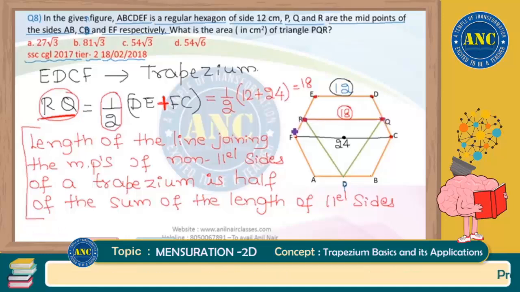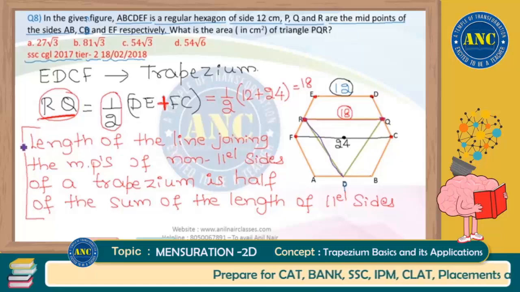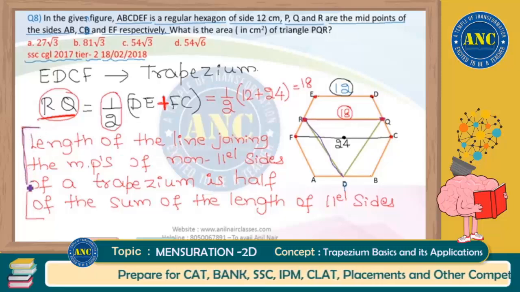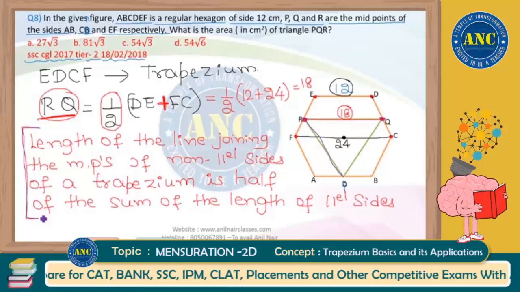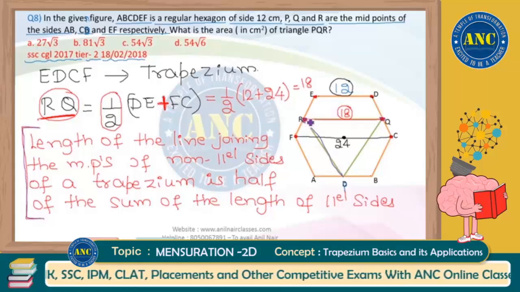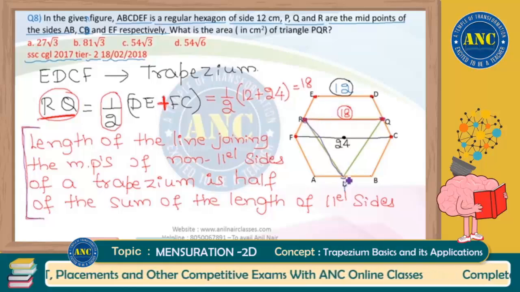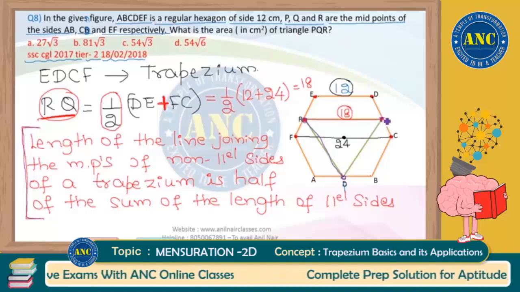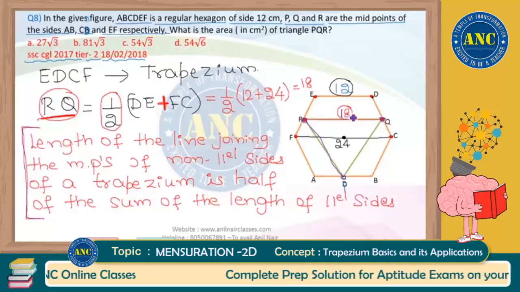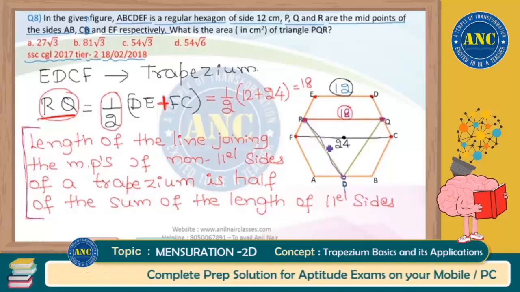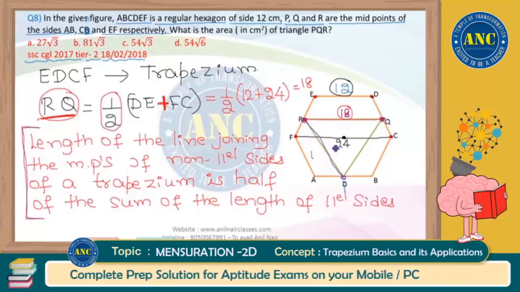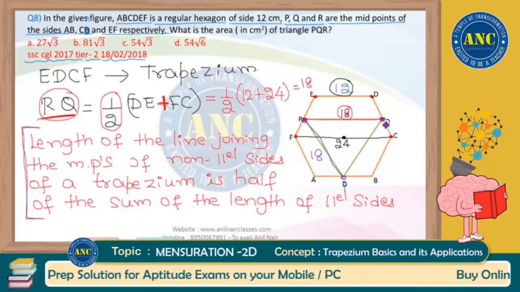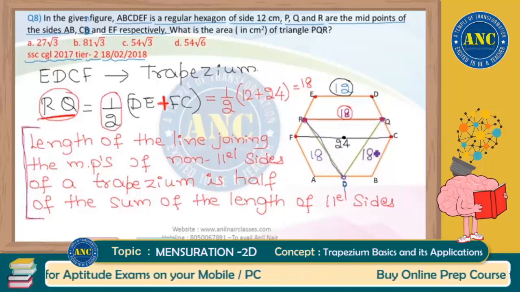Now I can also say that this particular RQ value, whatever we just calculated, is definitely equal to this RP value also, because of the same logic whatever I have told right now. RQ value is equal to this RP value, and this RP value is equal to this PQ value. That means if RQ is 18, RP will also become 18. If RP is equal to PQ, PQ also becomes 18.